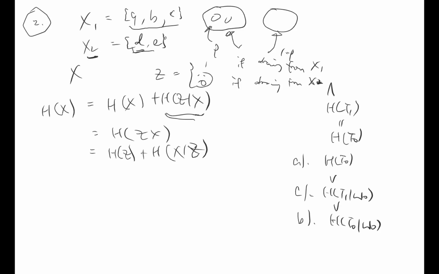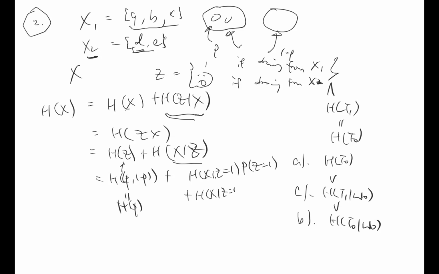Now H(Z) is just the probability of this guy, therefore it's just equal to H(P), or maybe I can write P, 1 minus P anyway. And this is just equal to H(P) if we use this lazy shorthand notation. And this will be just equal to H(X given Z equal to 1) P(Z equal to 1) plus H(X given Z equal to 0) P(Z equal to 0), right?